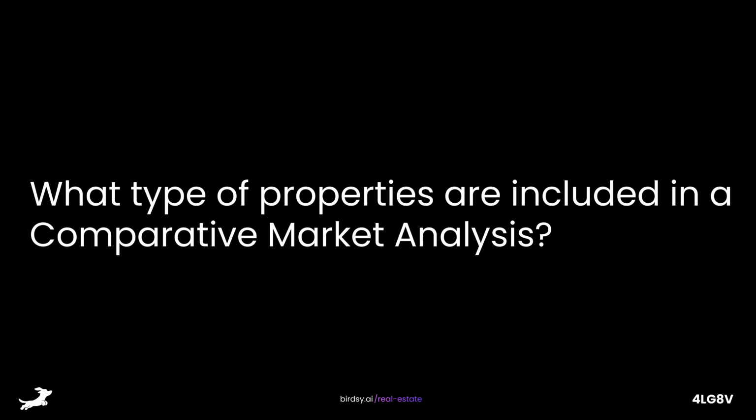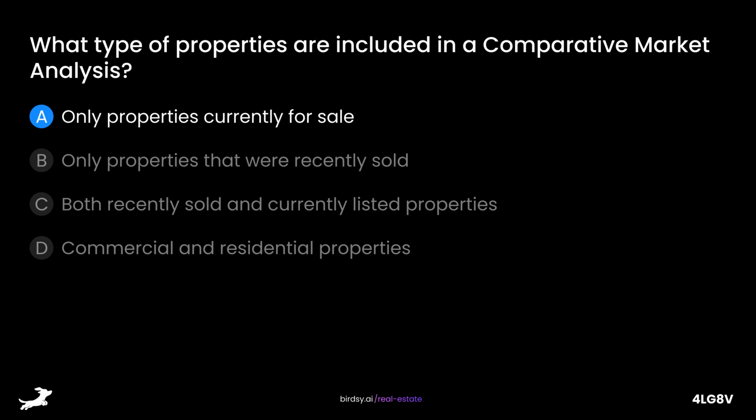What type of properties are included in a comparative market analysis? Is it A, only properties currently for sale, B, only properties that were recently sold, C, both recently sold and currently listed properties, or D, commercial and residential properties?